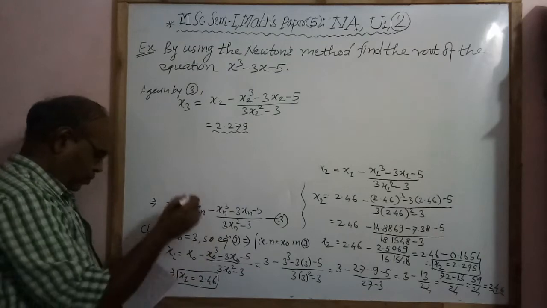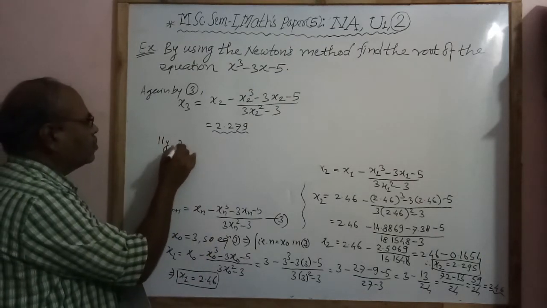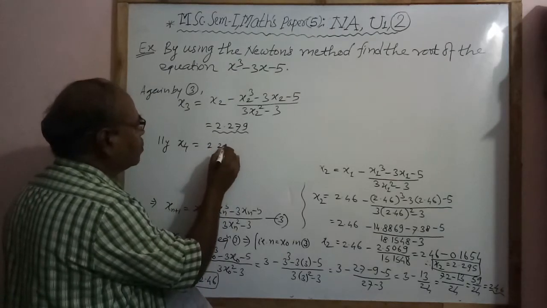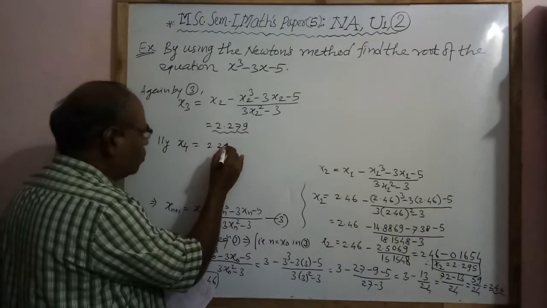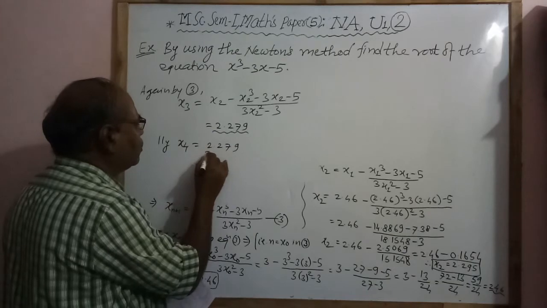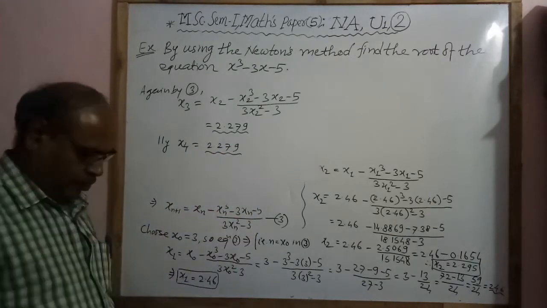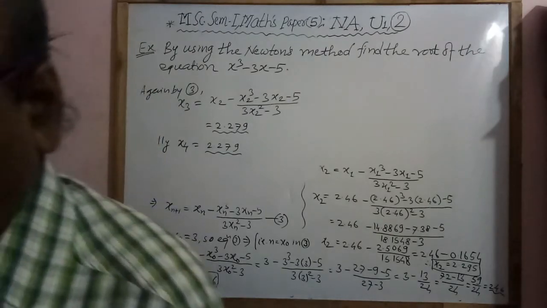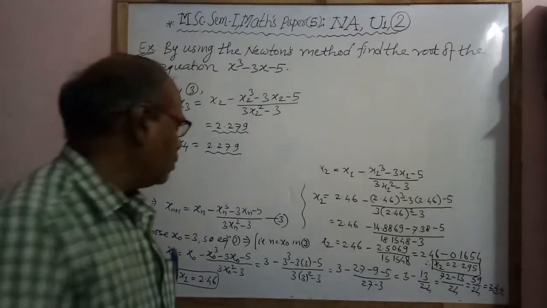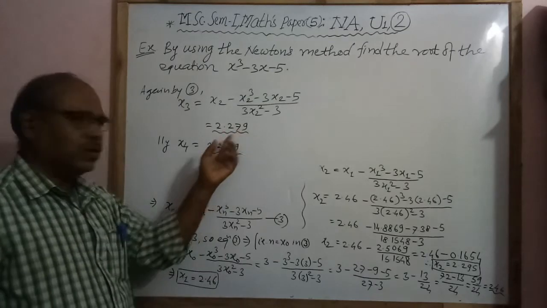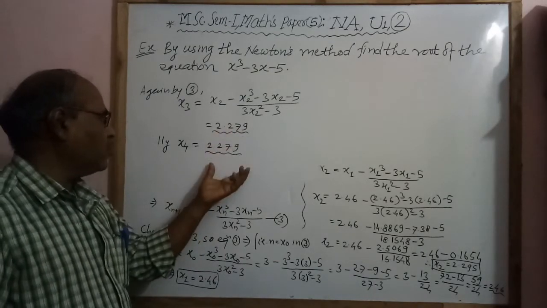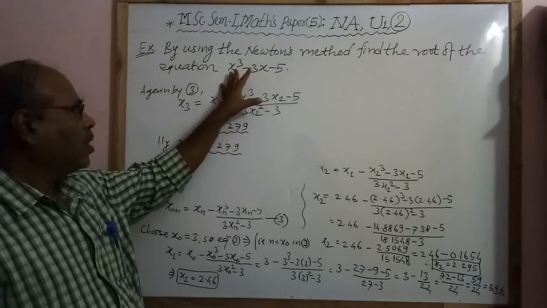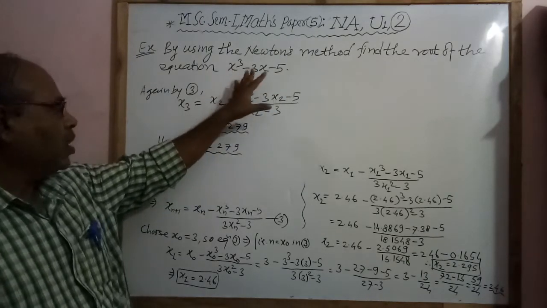Similarly, you obtain x4. x4 we get 2.279, the same value. So we get the same value for x3 and x4. Therefore, the procedure is complete and we obtain the root of the equation by Newton's method.